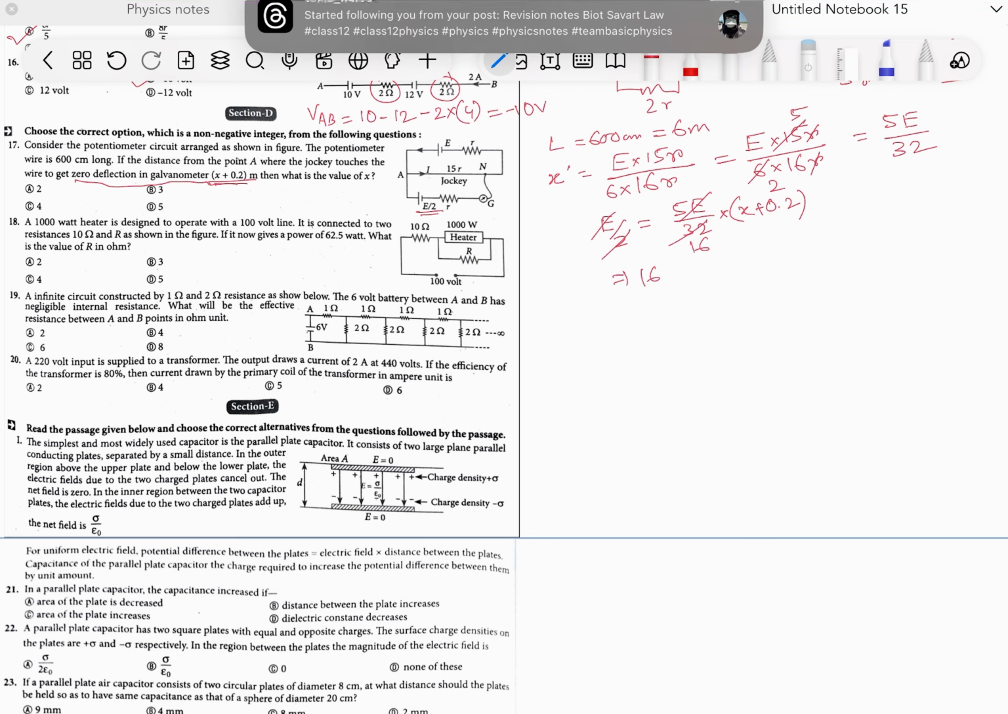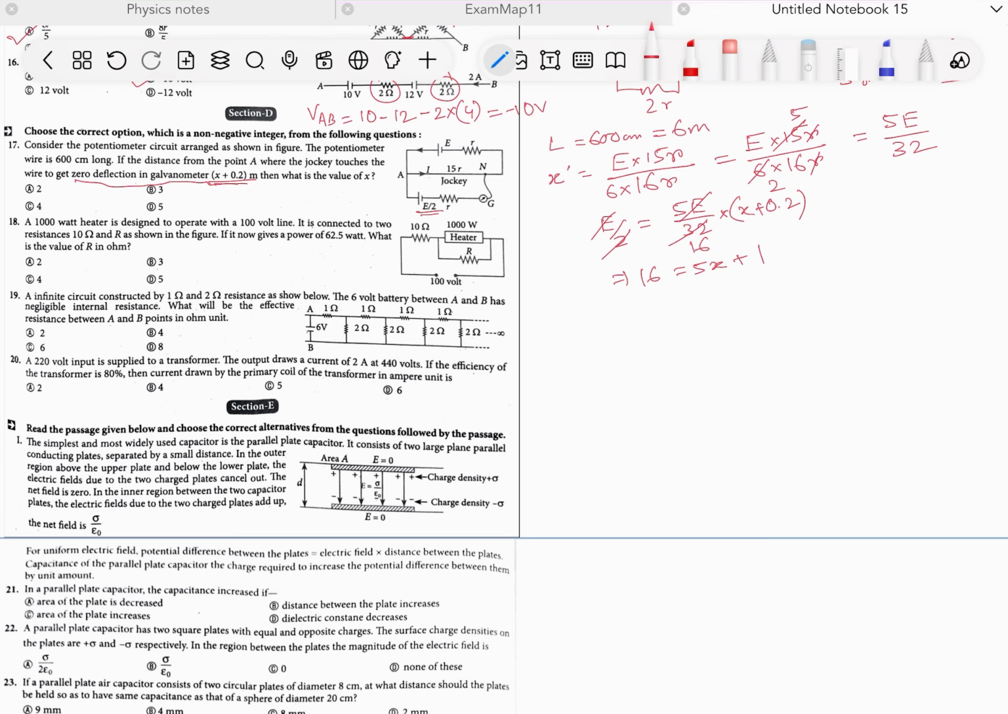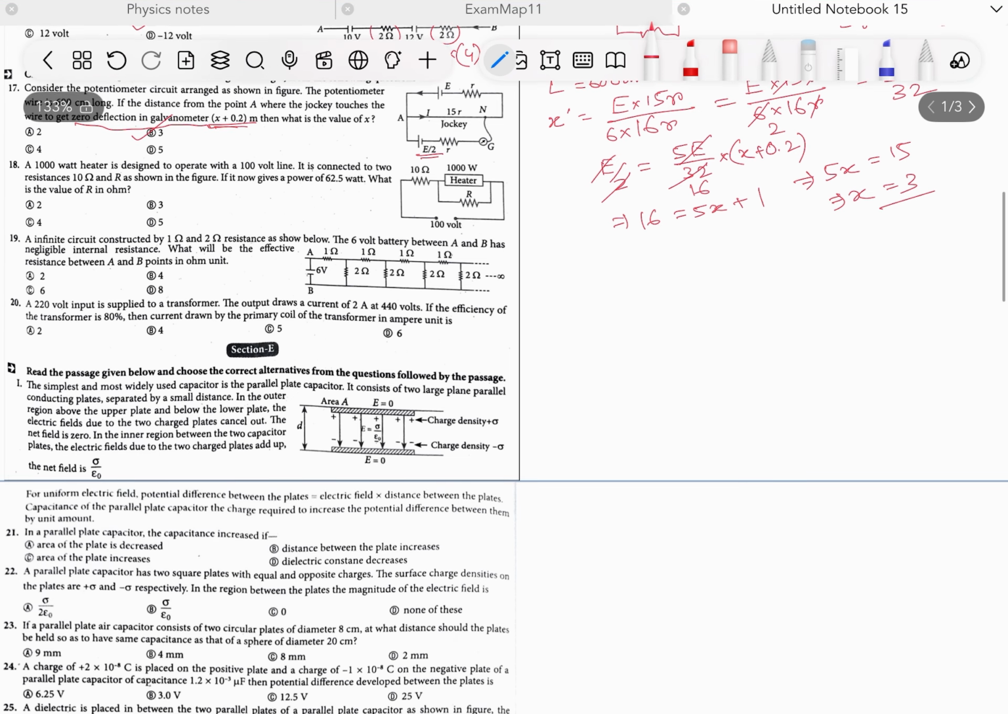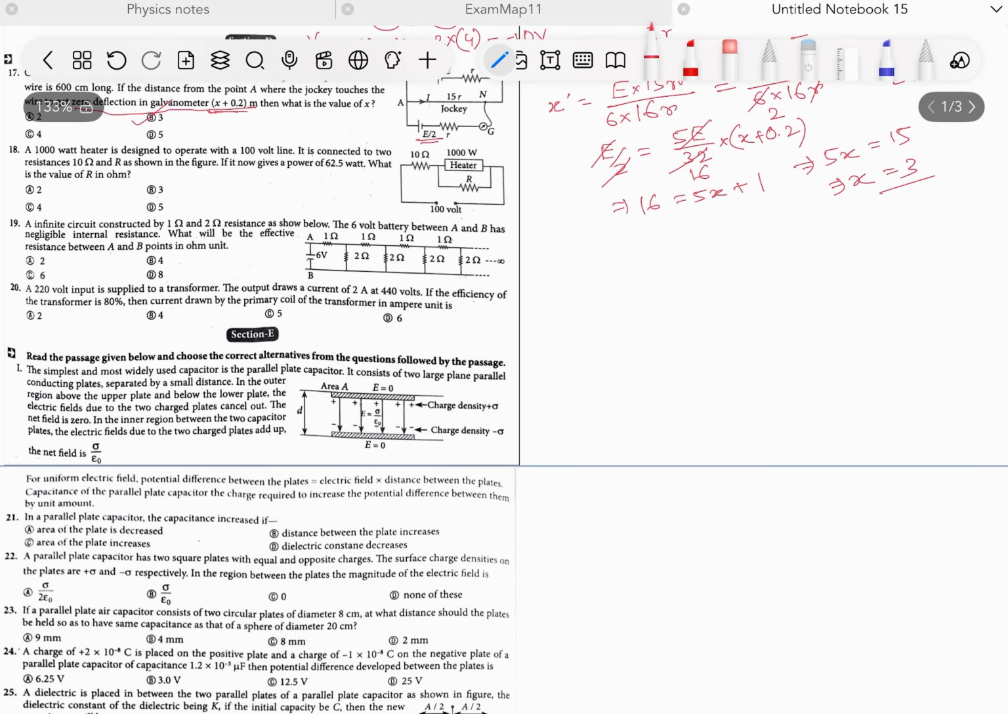So we can write 16 equal to 5x plus 1. Okay, so 5x equal to 15. So we can write x equal to 3. So x equal to 3 is the right answer. Okay, now question number 18.